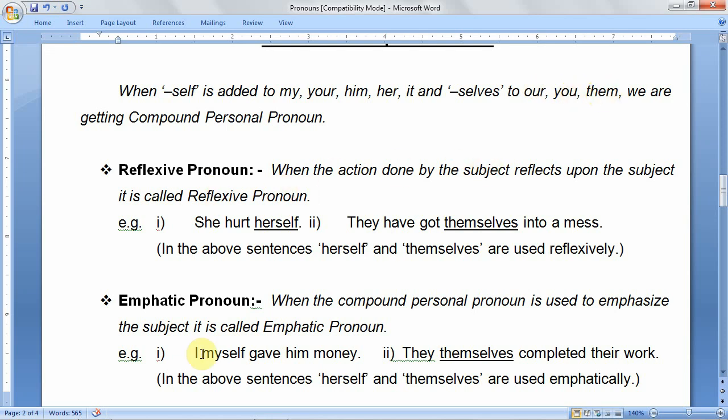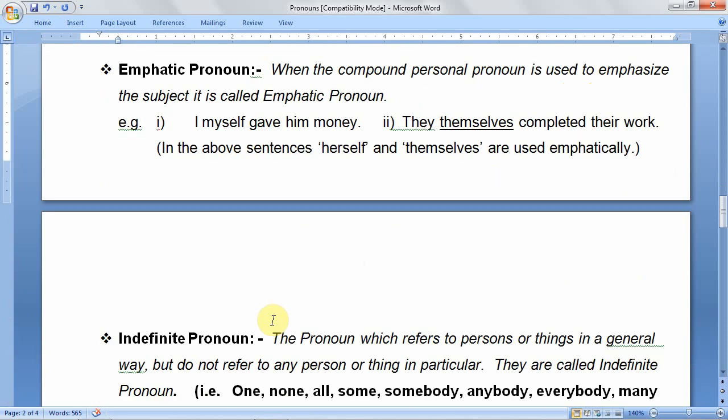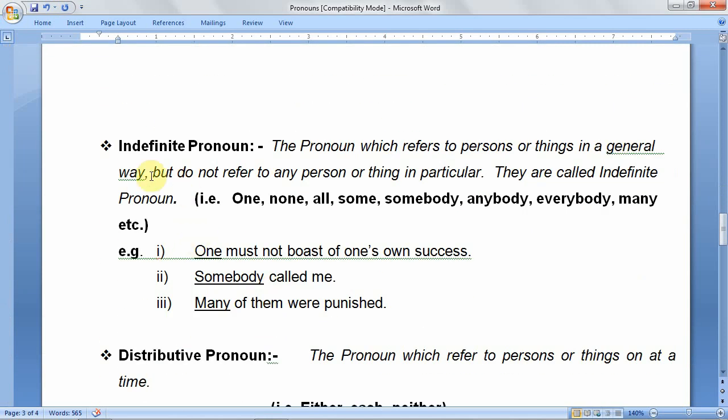So reflexive pronoun. Emphatic pronoun is when the compound personal pronoun is used to emphasize the subject. Emphasizing the subject means giving importance to the subject only. Then we have indefinite pronoun: one, none, all, some, somebody, anybody, everybody, many, etc.